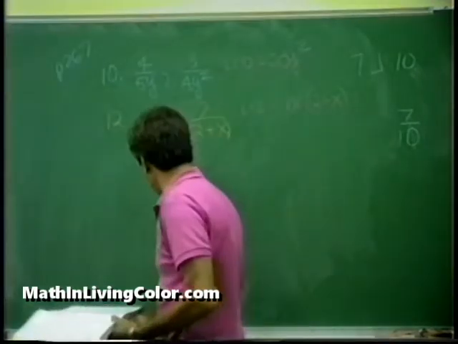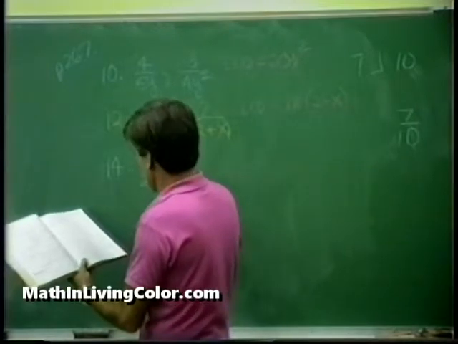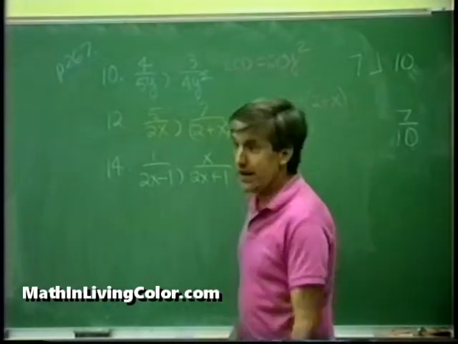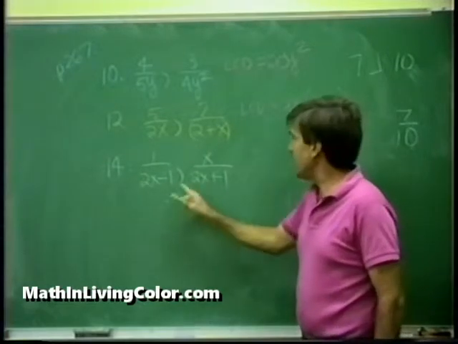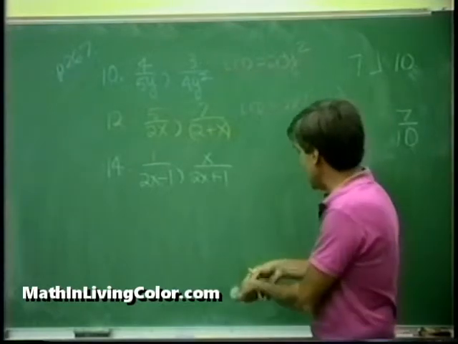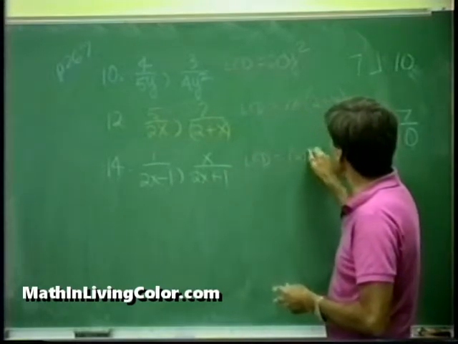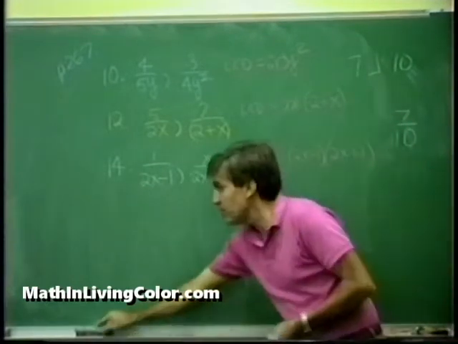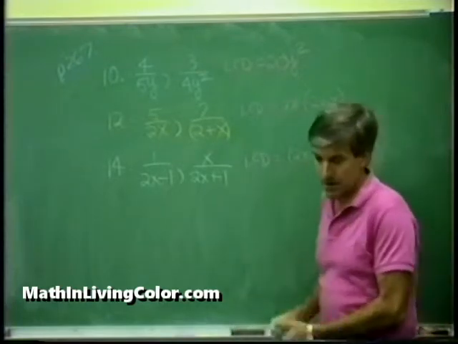Number 14, the problem says 1 divided by 2x minus 1 and x divided by 2x plus 1. So, now, can you see that 2x minus 1 is a distinct factor? And the 2x plus 1 is a distinct factor, right? So the LCD will have to have both of those factors, and that would be 2x minus 1 times 2x plus 1, right? It has to have both of those factors. All right? Any question on that? Okay.